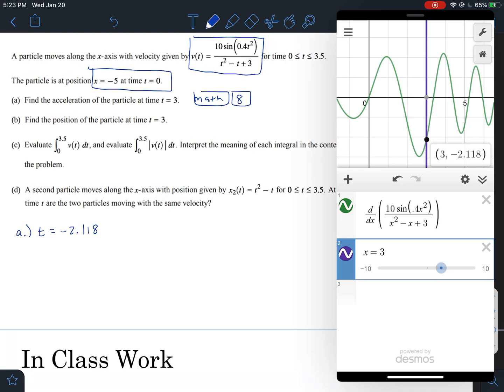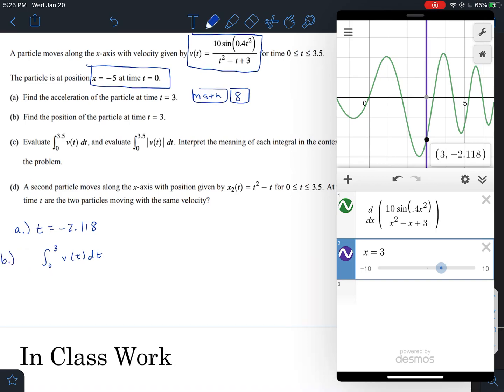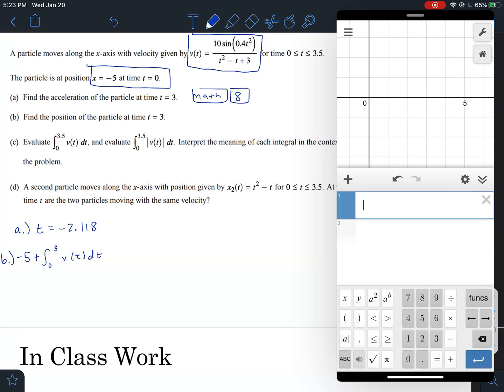Find the position of the particle at time equals 3. Well, to find position, we're going to have to integrate the velocity function between 0 and 3. But it already had an initial displacement. At the very start of the problem, the particle was already at negative 5, so it was 5 units in the negative direction. So we're going to take negative 5 plus the accumulation of displacement between 0 and 3. So we'll integrate velocity.